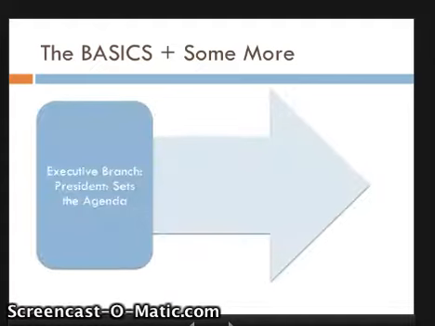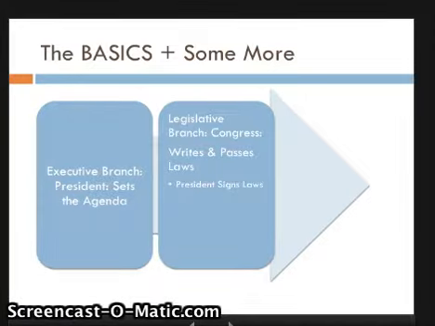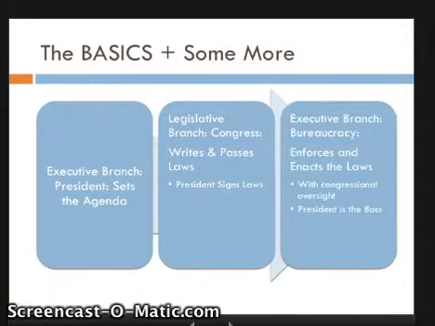Now, as we know, and how we've learned so far, we started with the presidency in the executive branch. The president sets the agenda. In fact, tomorrow will be the State of the Union address from the president, which will be his constitutional requirement to set the agenda. The legislative branch, which is made up of Congress, the House, and the Senate, they write and pass the laws, which the president then must sign. Once the president signs the laws, we get to the step we'll be focusing on in this unit, the bureaucracy.